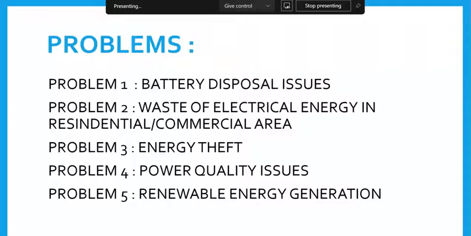Then problem number four is power quality issues. Power quality issues are caused by external events like lightning strikes, energy consumption in the grid, etc. And the fifth problem is renewable energy generation.